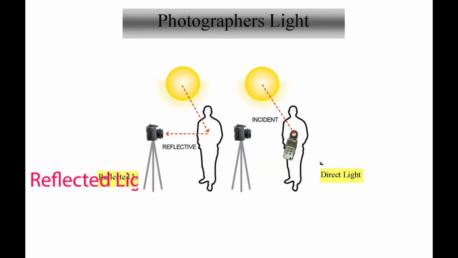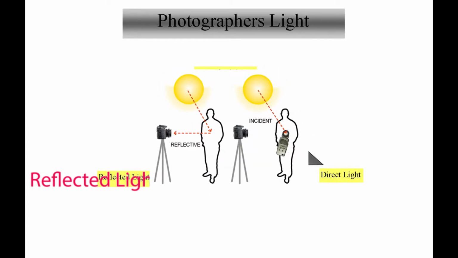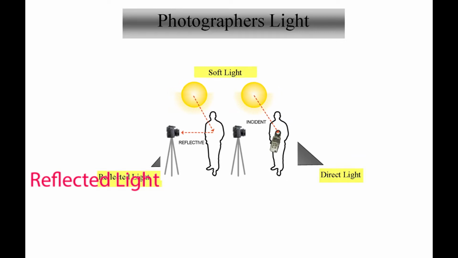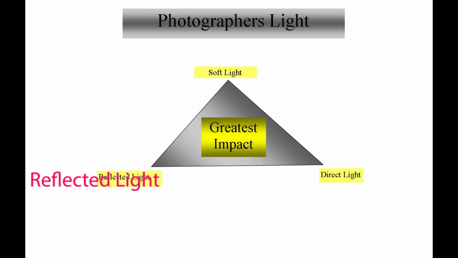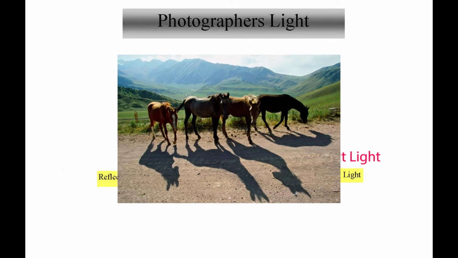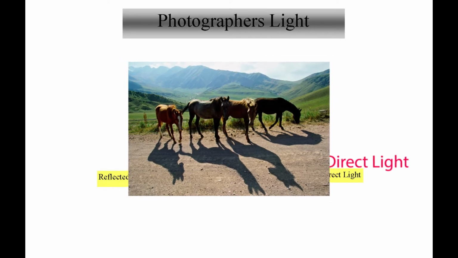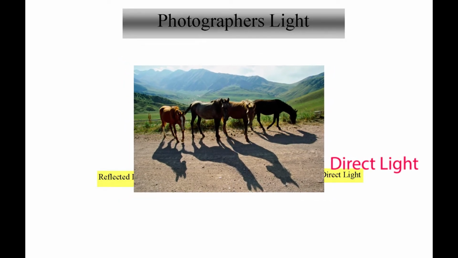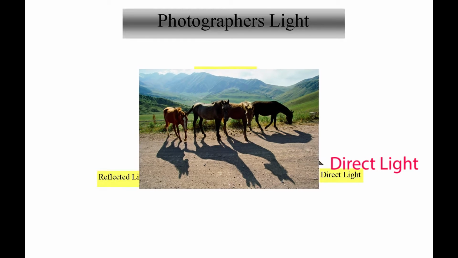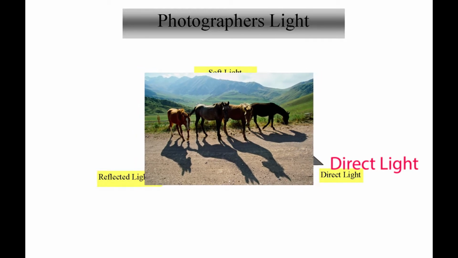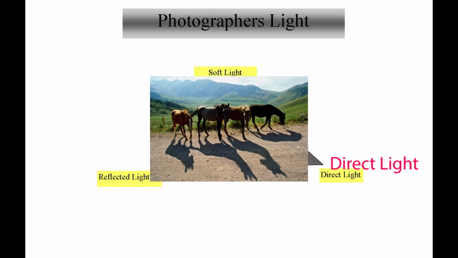Photographers, you'll see them use it. They have those big shiny screens that someone will be holding up to reflect light on somebody's face as they're taking a portrait. That's reflected light. What's direct light? Well, that's obvious. Direct light is direct sunshine. Or direct light would be a flash. That's direct light. Direct light is the harshest. It's the hardest to deal with. It's very hard to get a good picture when you have a lot of direct light.